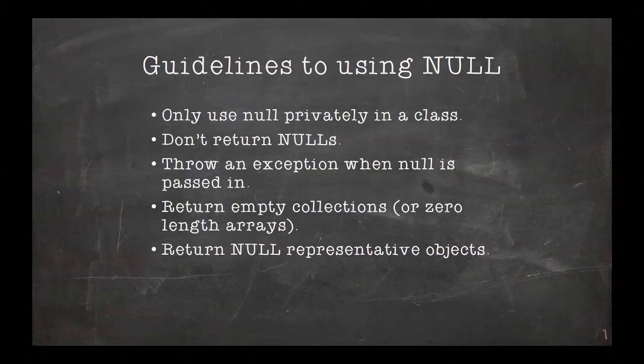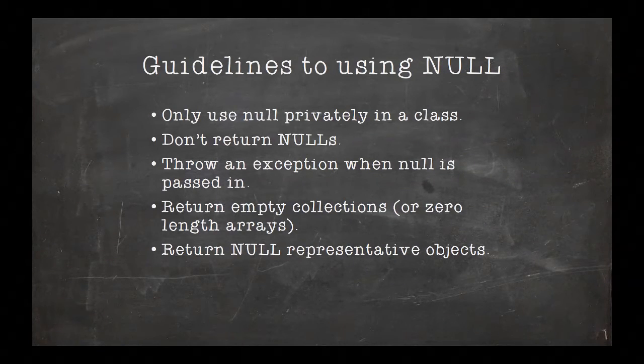Return empty collections or zero-length arrays, and return null representative objects. This means choose your objects, choose your return values appropriately so you don't have to return null. When you return an empty collection or a zero-length array, you can still iterate over it. It just won't do anything, but it makes the code itself valid.